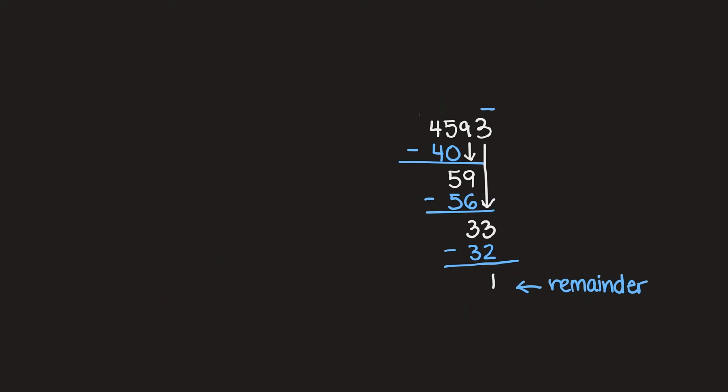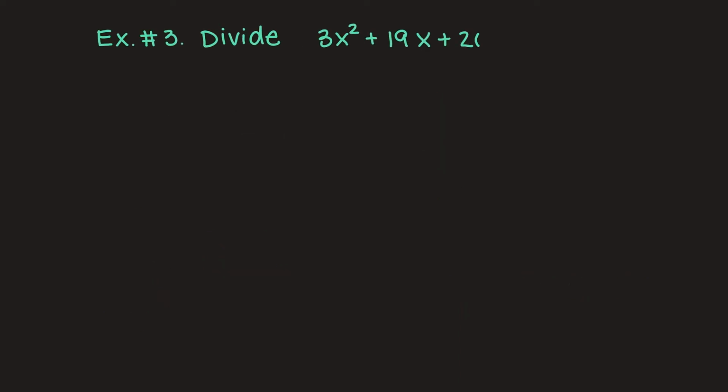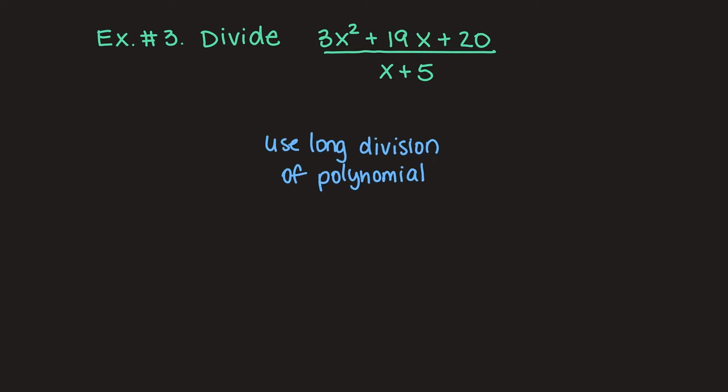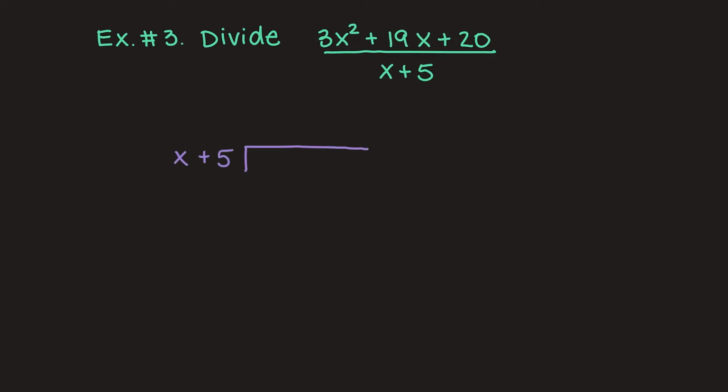So now let's try applying this procedure to polynomials. Now we have a polynomial divided by a binomial. This tells us to use the long division of polynomials. We start with setting up our divisor on the outside and the dividend on the inside.